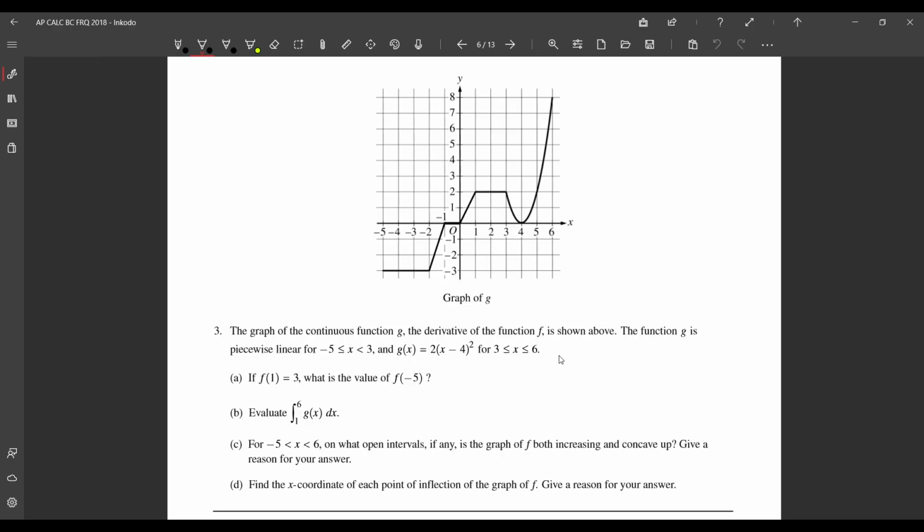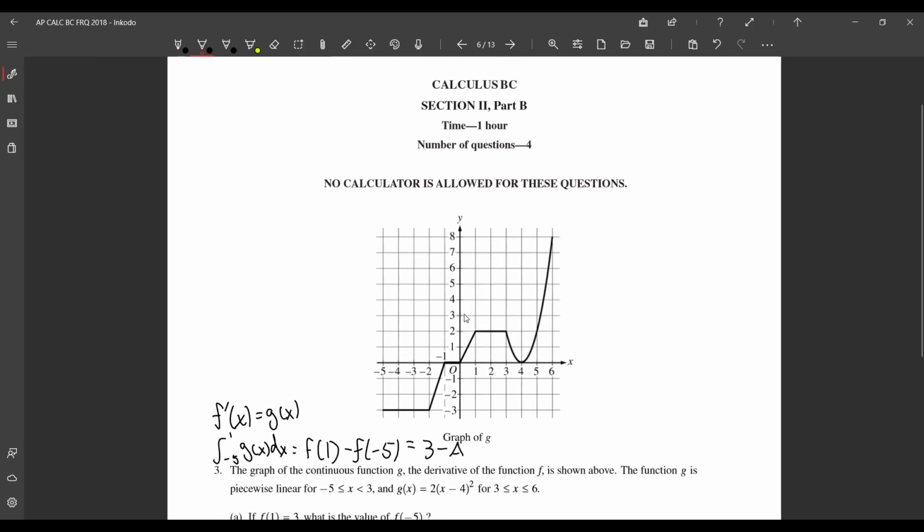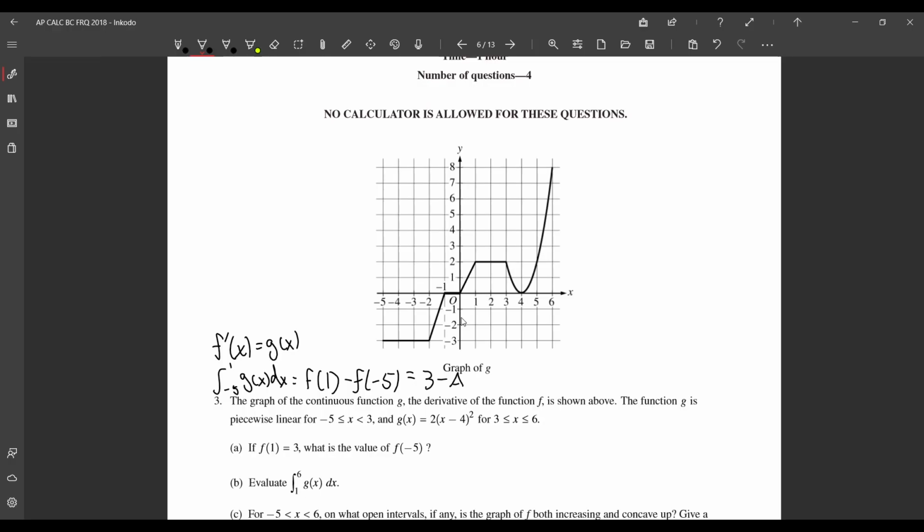So what this is saying is that f prime of x equals g of x. So if we integrate from -5 to 1 of g of x dx, that is going to be equal to f of 1 minus f of -5, which is going to be 3 minus a, where a is the answer that we want. I'm just going to save space and do that up here. And so the integral is just going to be the sums of these areas.